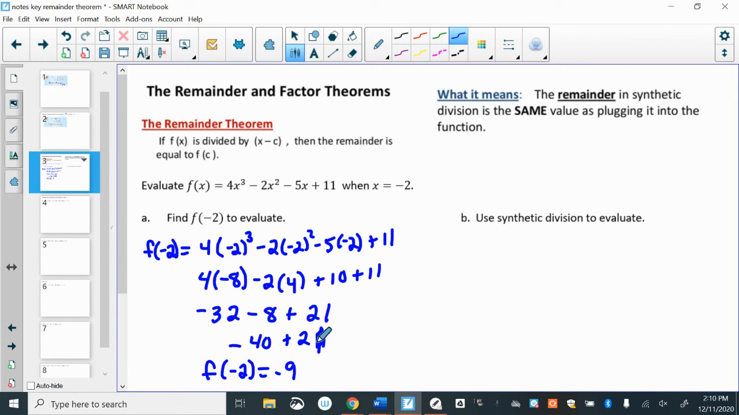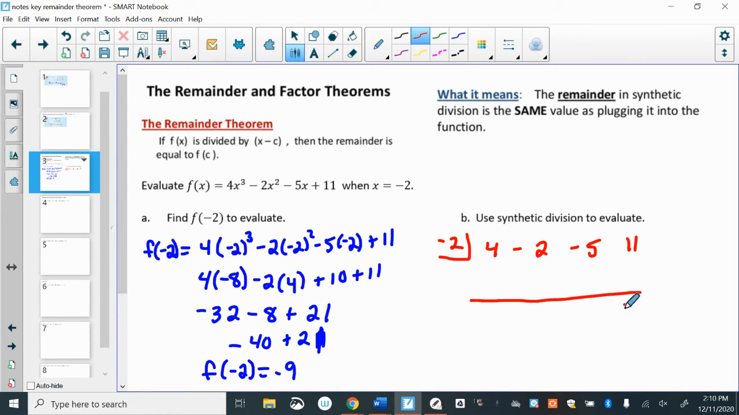But there's an easier way to do this. We can use our synthetic division, and the remainder is going to be what f of -2 is. So let's take a look. If we wanted to use synthetic division, we would write down the coefficients. It's telling us x is -2. It's already solved, so we don't need to solve for x.